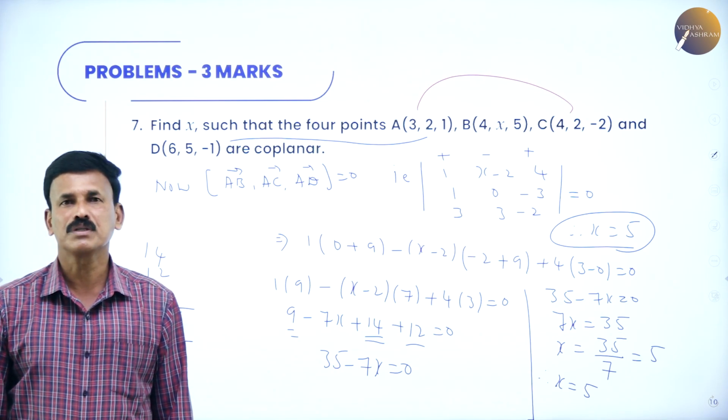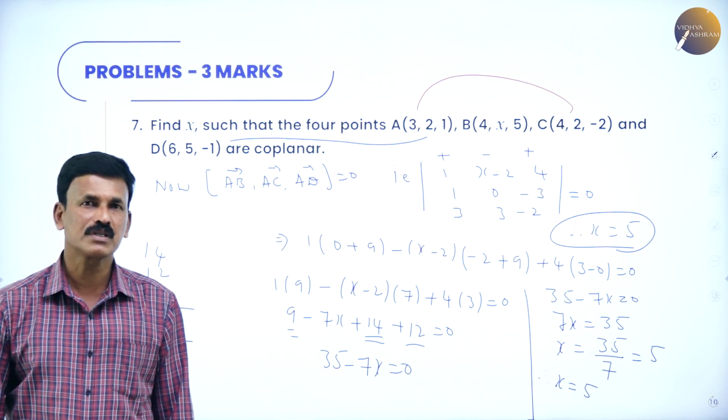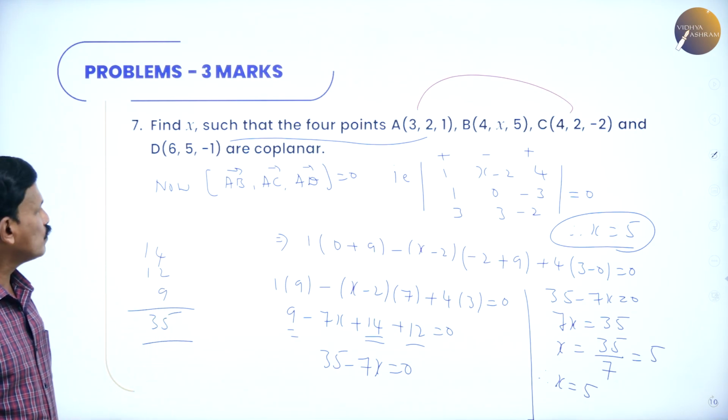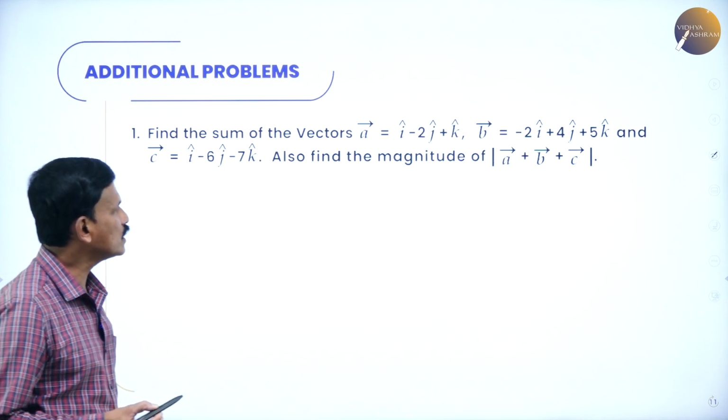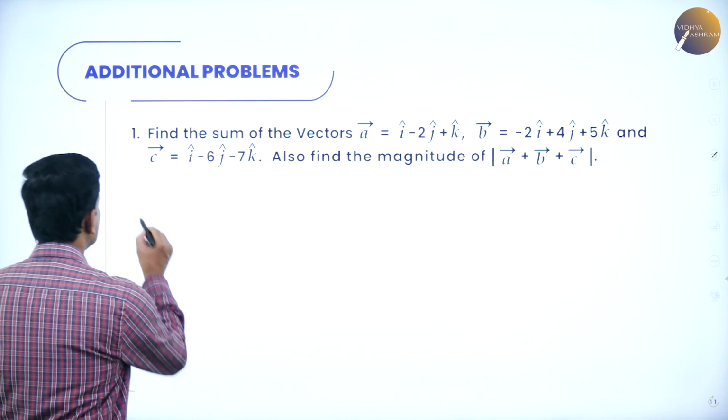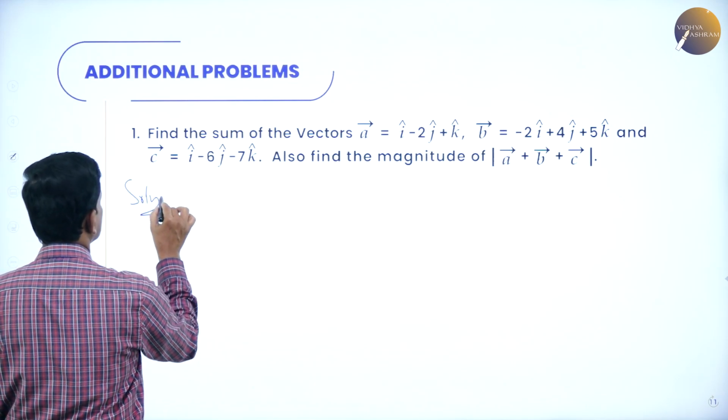This is a very important problem. You may expect this also for 3 marks. Okay, right. Now let us come to the next problem. Find the sum of the vectors A, B, C and also the magnitude. Addition of 3 vectors. That's it. Now here, write down the solution.